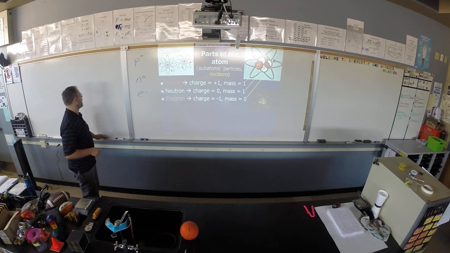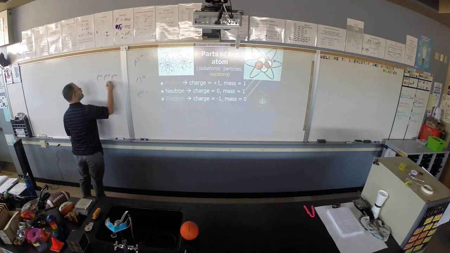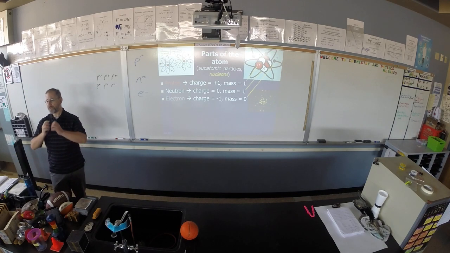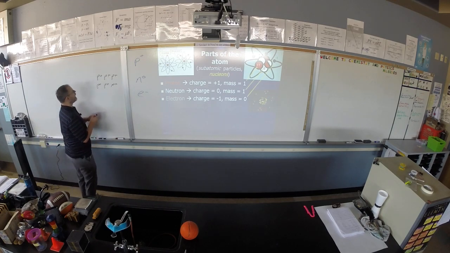So let's look at a carbon atom. A carbon atom has 6 protons. And if those 6 protons were all by themselves, that nucleus would fly apart. But luckily, there's a bunch of neutrons in between that hold them together.